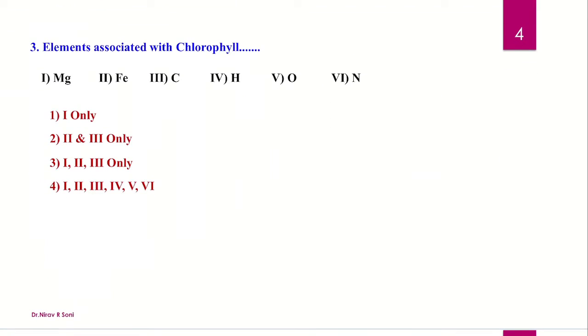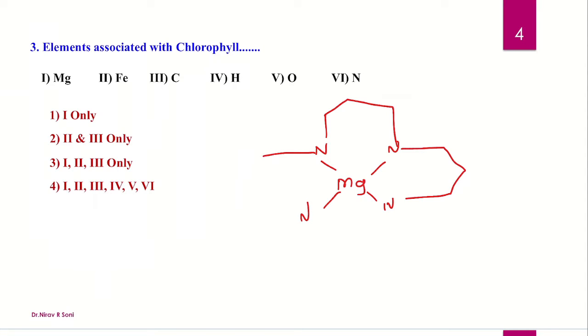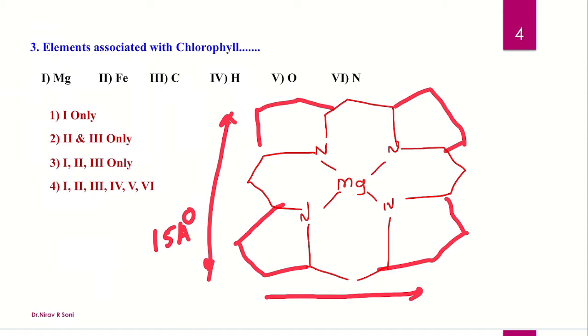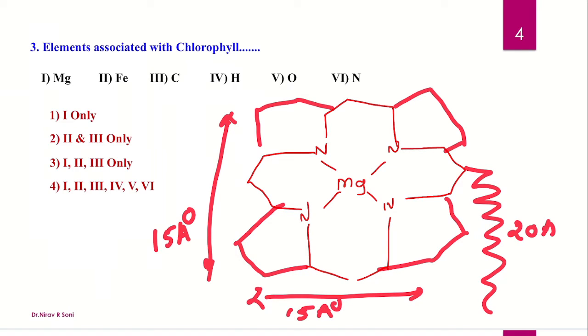Question 3. Elements associated with chlorophyll. Which type of elements are associated with chlorophyll? In the structure of chlorophyll, you can find the central ring. This is called the porphyrin ring, which contains magnesium. Here is the nitrogen containing tetrapyrrole ring. And this is a pentagonal ring. This is called the head, 15 angstrom diameter, and the phytol tail, which is 20 angstrom.